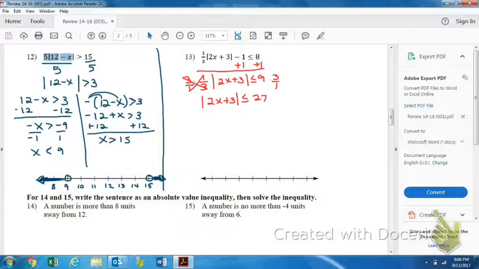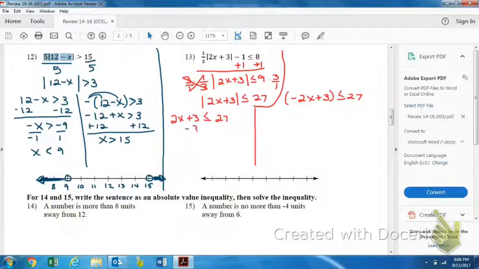Okay, now that it's by itself, I'm going to write it twice. And so we have 2x plus 3 is less than or equal to 27. And the negative is negative 2x plus 3 is less than or equal to 27. I'm going to subtract 3 from both sides, and you have 2x is less than or equal to 24. Divide both sides by 2, and x is less than or equal to 12.